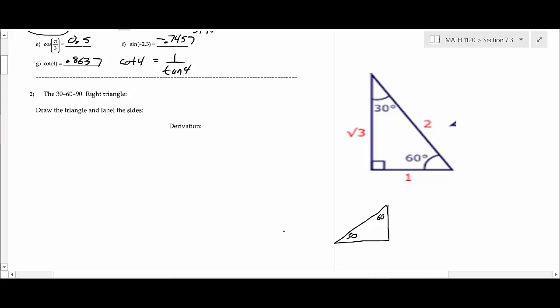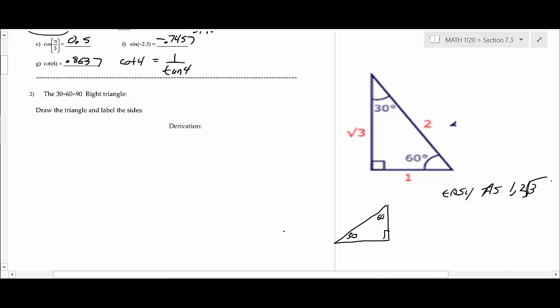So this is kind of in a reduced form like this. And the way I try to help students remember this, there's a statement I used to hear that says, easy as 1, 2, 3. I've heard that statement before. Well, this triangle is easy as 1, 2, square root of 3.